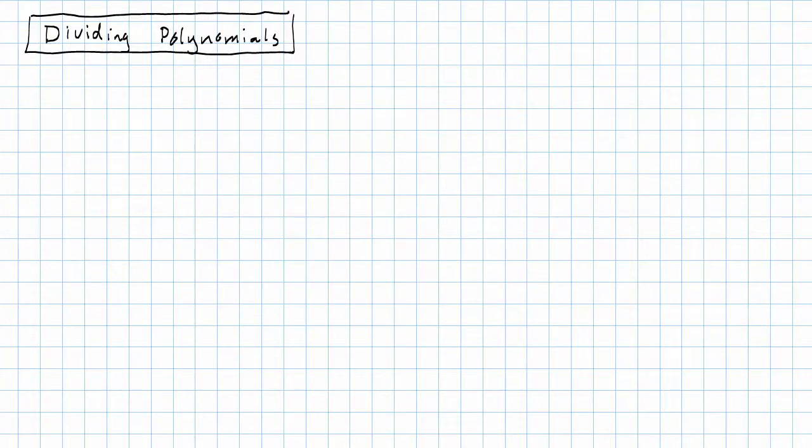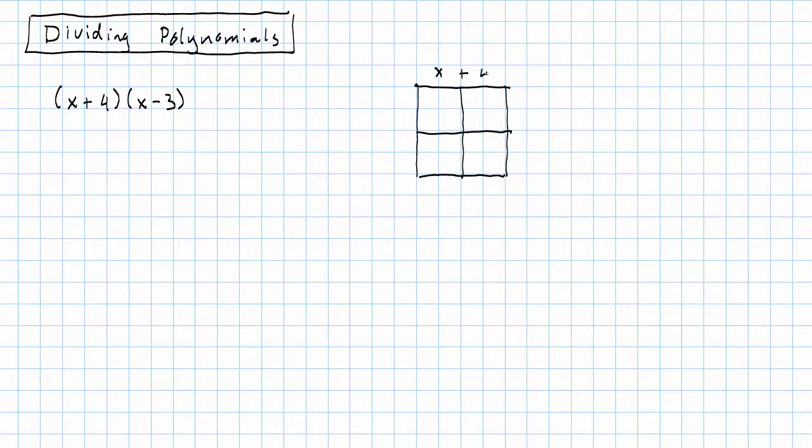Now, in order to divide two polynomials, we need to think a little bit about what happens when we multiply polynomials. Let's say we multiplied x plus 4 times x minus 3. I'm going to draw out an area method here. X plus 4 times x plus negative 3. X times x is x squared. X times 4 is 4x. X times negative 3 is negative 3x. Negative 3 times 4 is negative 12.